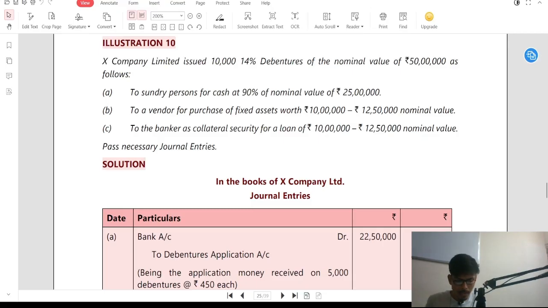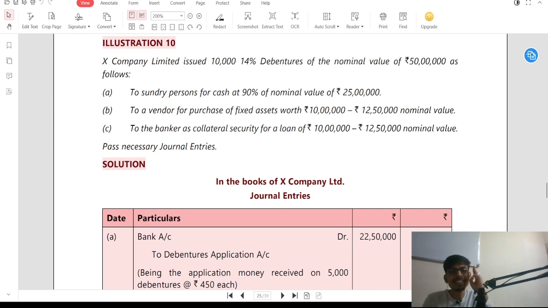See here. X Company Limited issued 10,000 14% debentures of the nominal value of rupees 50 lakhs as follows. To sundry persons for cash, 90% of the nominal value of 25 lakhs. To a vendor for purchase of fixed asset, 10 lakhs. Okay, the nominal value means face value is 12 lakh 50, meaning it is issued at a discount. To the banker as collateral security for a loan of 10 lakhs, 12 lakh 50 nominal value.